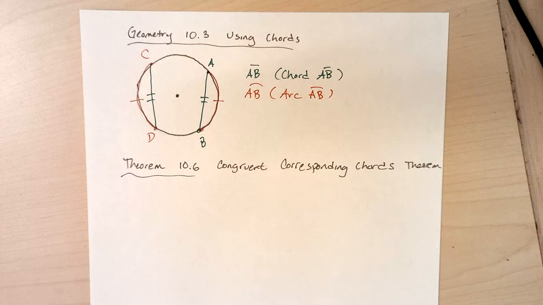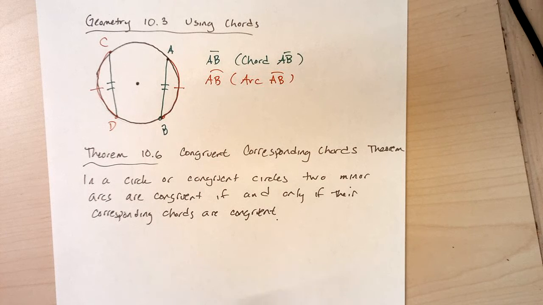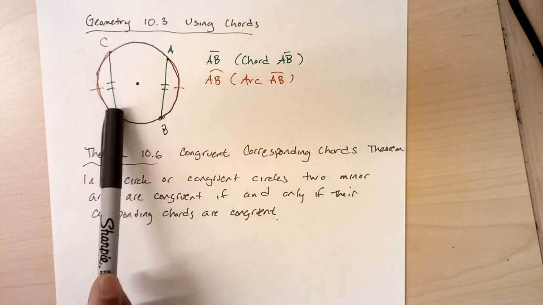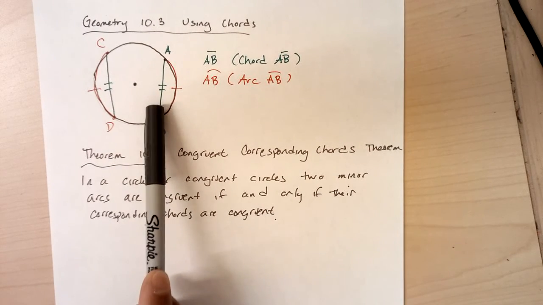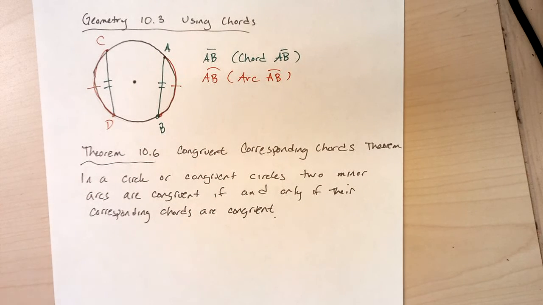Again, or vice versa. So we can write it as a biconditional statement. And this is the congruent corresponding chords theorem. So I have two minor arcs in the same circle, or it could be congruent circles. They're congruent if and only if their corresponding chords are congruent. So the arcs are congruent if the chords are congruent, or the chords are congruent if the arcs are congruent.